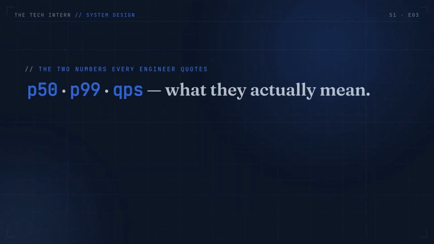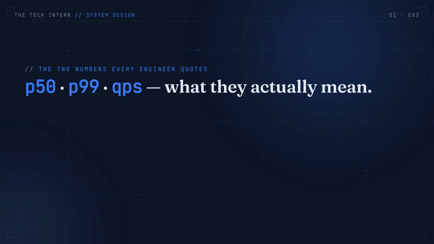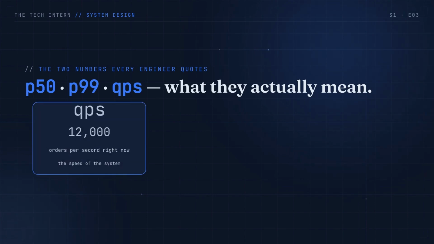Okay, so how do engineers actually measure this stuff in the real world? 3 numbers come up constantly. And once you know them, you'll spot them everywhere. First, QPS, queries per second. How many requests is the system handling right now? 12,000 QPS means 12,000 orders every second. That's the throughput number, the live pulse of the system.